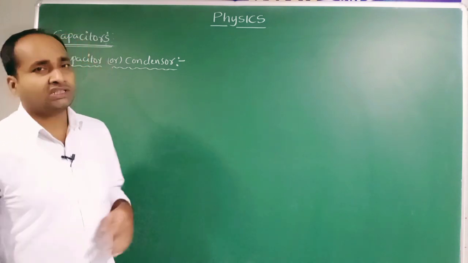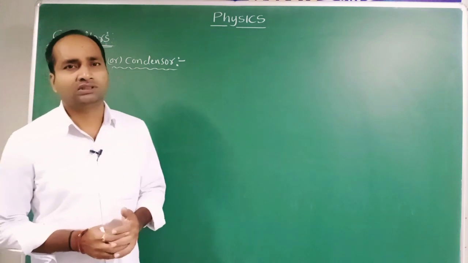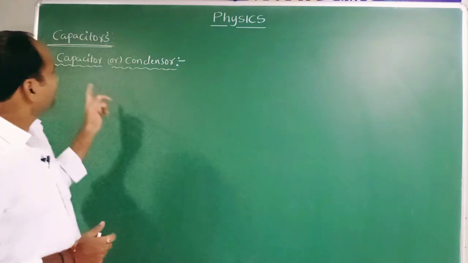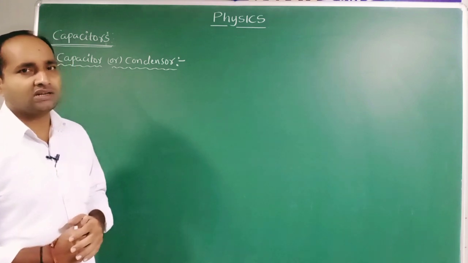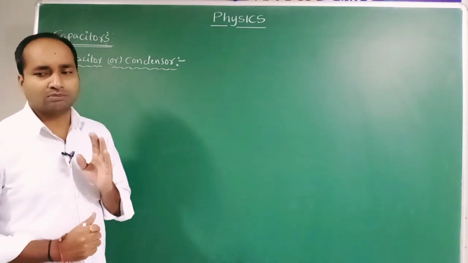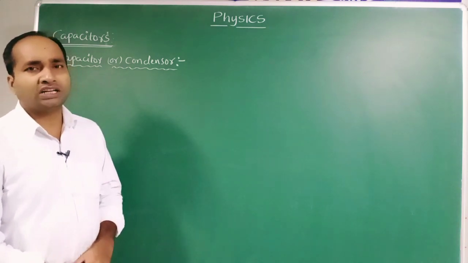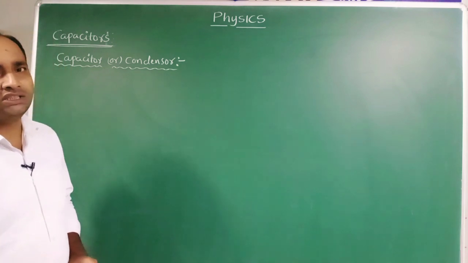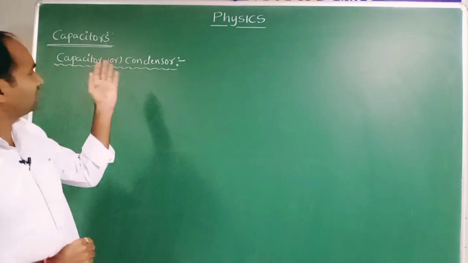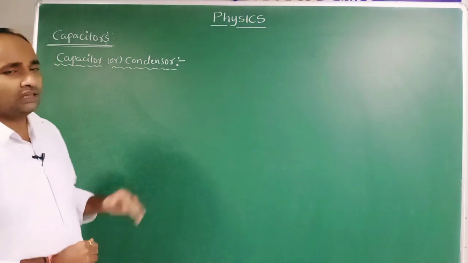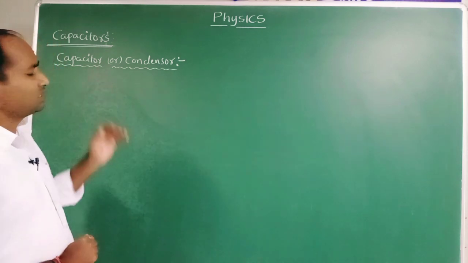We know that it is a system of two conductors of any shape and size. An isolated conductor is not a capacitor; a capacitor must consist of two conductors. Depending upon their geometrical conditions, that is shape and size, different capacitors can hold different amounts of charge. This is what we discussed in the last topic.